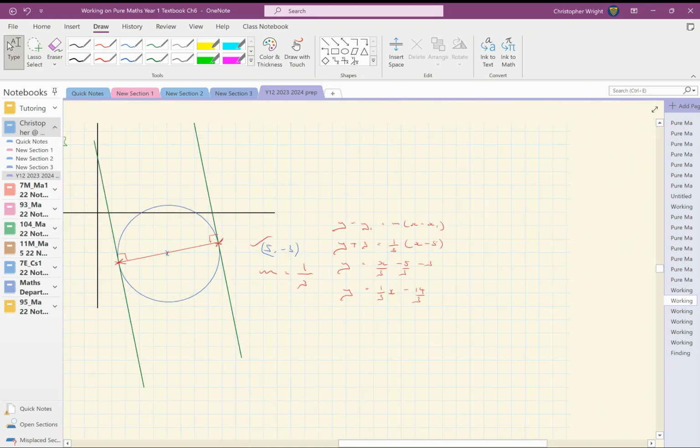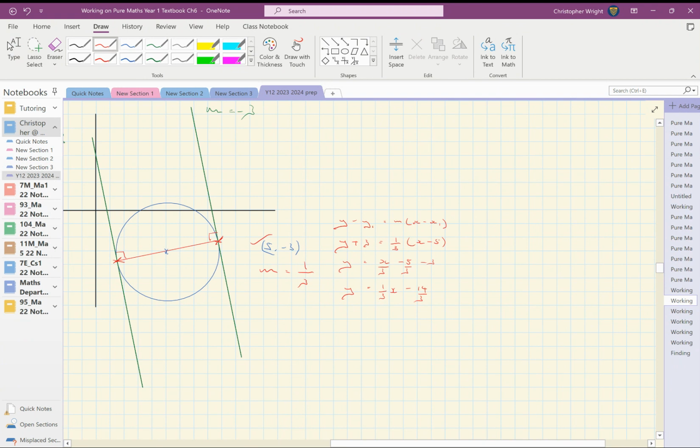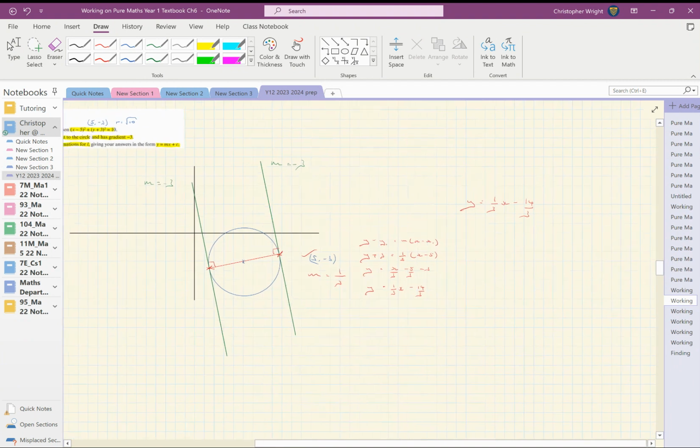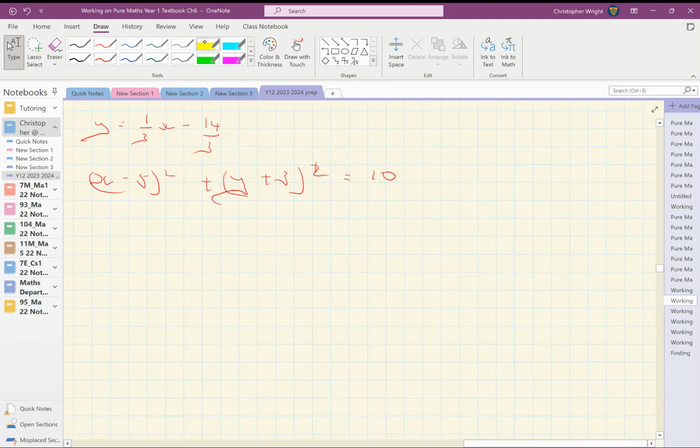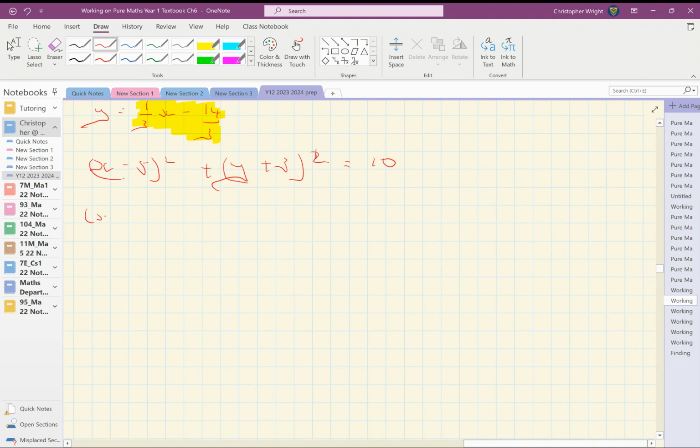And to find the coordinates of the two red points, I'm going to need to solve the equation of the diameter simultaneously with the equation of the circle to find points which lie on the diameter and on the circle. So the equation of the circle is (x minus 5) squared plus (y plus 3) squared equals 10. So I've got to solve these two equations simultaneously. Right, I'm going to do that by substituting in this value for y into my second equation. So I'm going to have (x minus 5) squared plus (a third x minus 14 over 3 plus 3) squared equals 10.